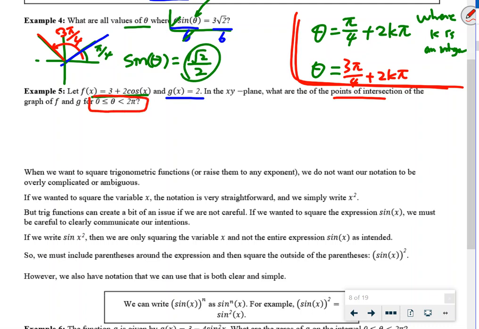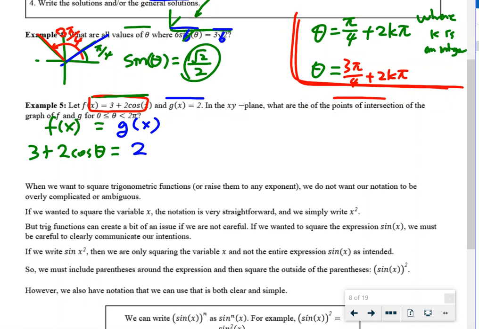And there is a restriction in theta, 0 to 2 pi, which is 1 full cycle of the unit circle. So when they're intersecting, at the point of inflection, meaning f of x and g of x, the x value and the y value have to be equal to each other because they are intersecting. So I'm setting them equal, meaning f of x, 3 plus 2 cosine theta, is equal to g of x, which is 2.